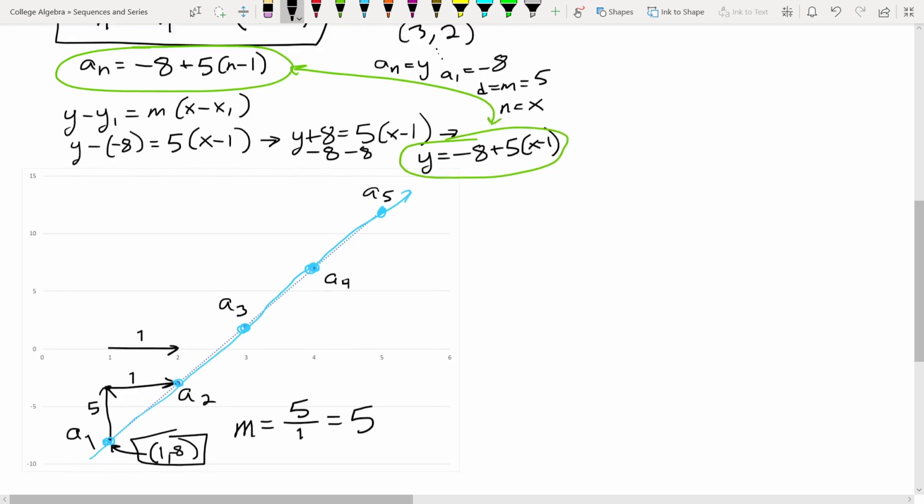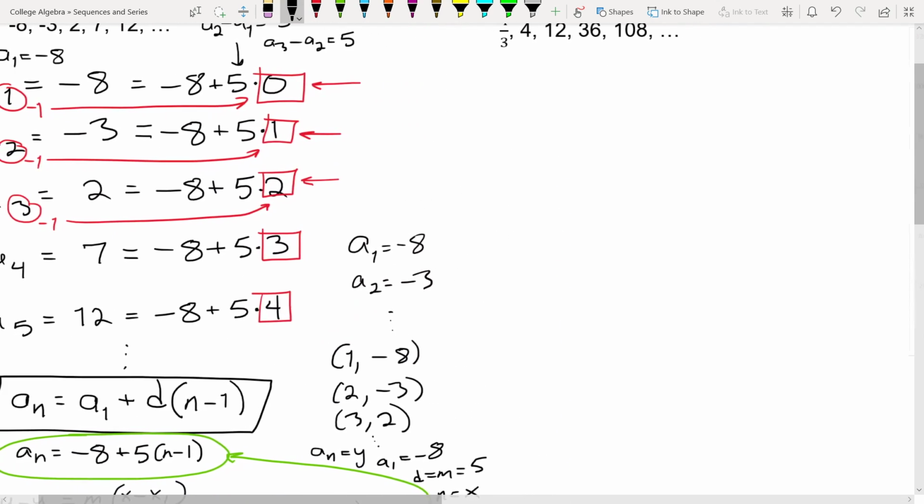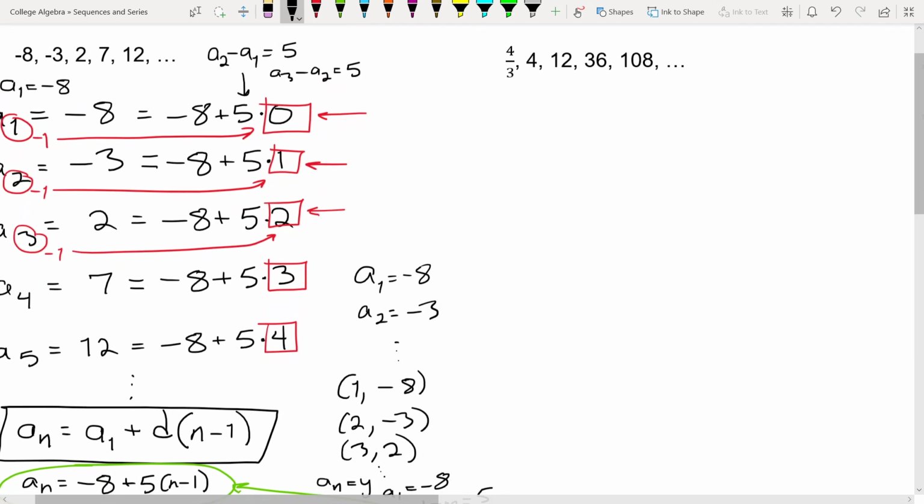Okay, let's look at the next sequence here. So we have 4/3, 4, 12, 36, and 108. So A1 equals 4/3, A2 equals 4, A3 equals 12, A4 equals 36, and A5 equals 108.